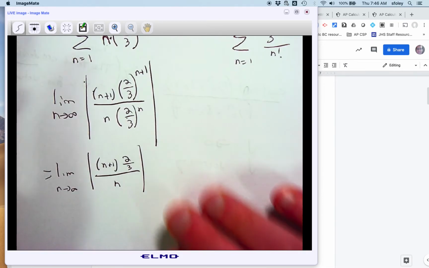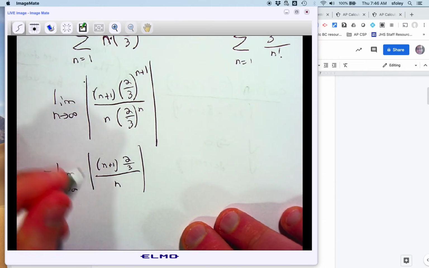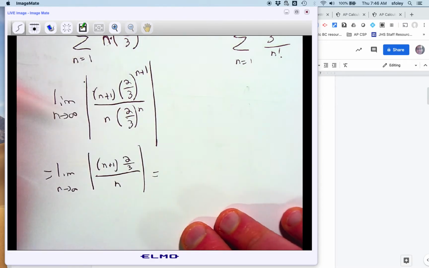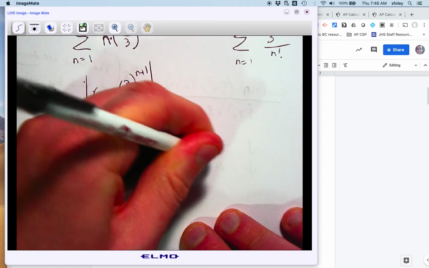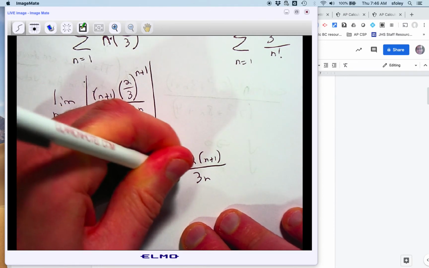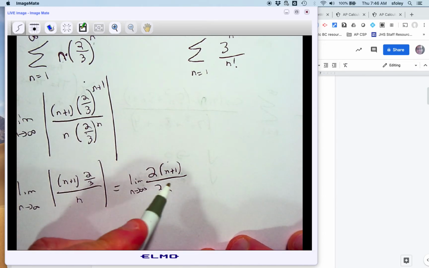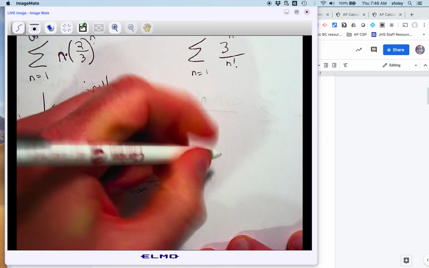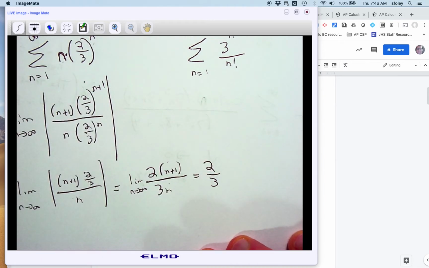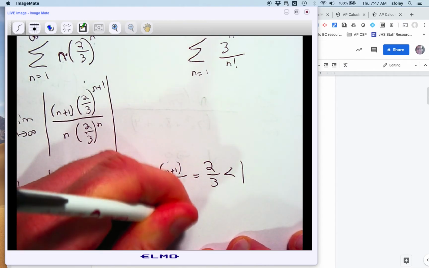And be careful on your algebra. You cannot cross out these n's. That plus 1 sort of messes it up. But this is where the calculus comes in. We can do the limit. If you want to write it out in a little nicer way, that 3 can go to the bottom. And so I'm going to have 2 times n plus 1 and 3 times n on the bottom. I know everything's positive, so I'm going to stop with the absolute value. And so now first degree on top, first degree on the bottom. Look at that ratio of lead coefficients. It is 2/3. 2/3 is most definitely less than 1. And so we can say it converges by the ratio test.